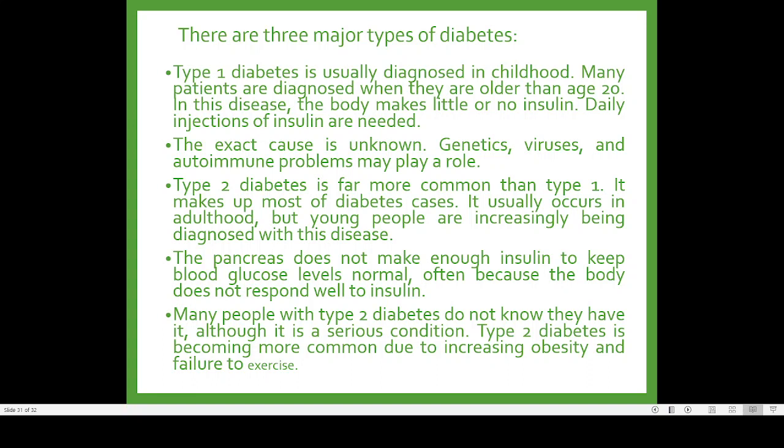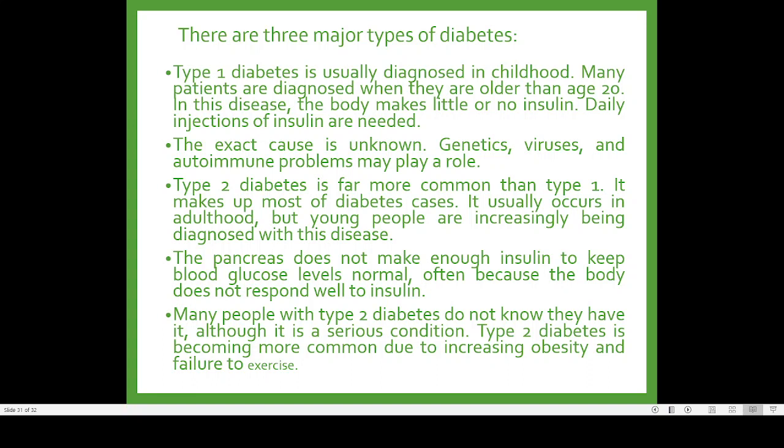But most of the time it involves heredity. If there is a family history of someone with type 1 diabetes, there is a high chance that you are also going to get type 1 diabetes. Then a microorganism like a virus. Then there is another problem known as an autoimmune problem, where our own immune system damages our own pancreatic cells, and in that case also insulin may not be produced. So these are some of the reasons associated with type 1 diabetes, which is known as childhood diabetes.